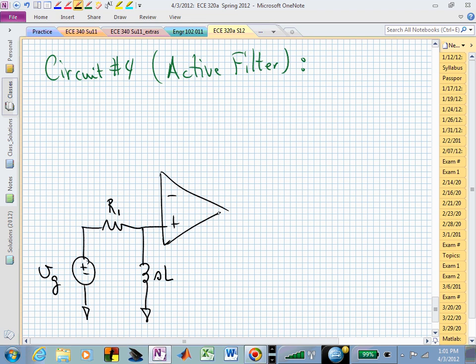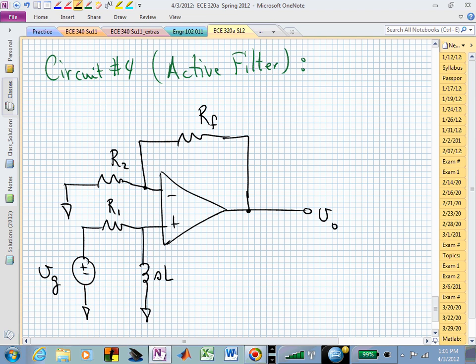And I still have my output, V sub O, and let me have some negative feedback to allow this device to operate in a linear region if I don't drive it too hard. And now I have R sub 2 and R sub F associated with the inverting terminal of that op-amp circuit.